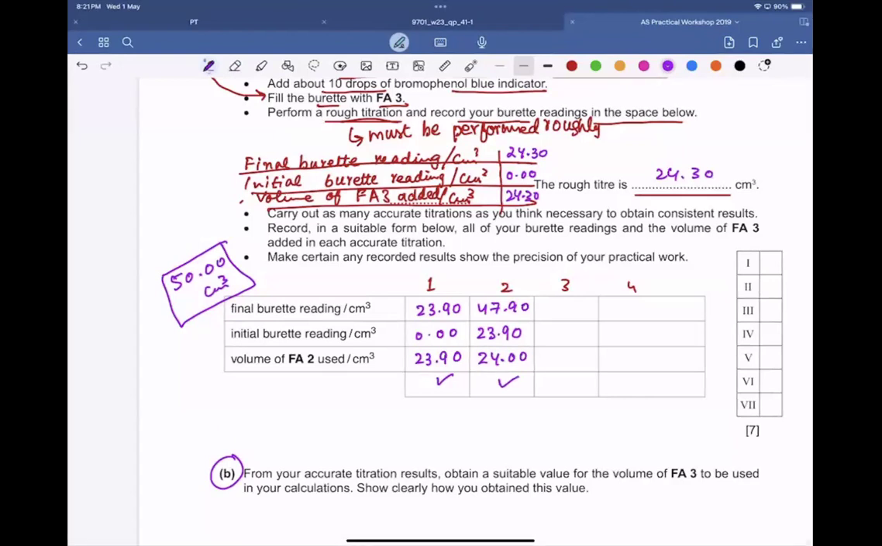Save your time. If you are getting the difference of, instead of 0.1 in the second iteration, you are getting the difference of 0.2 or 0.3, just make the difference of 0.1 and go ahead. Okay.